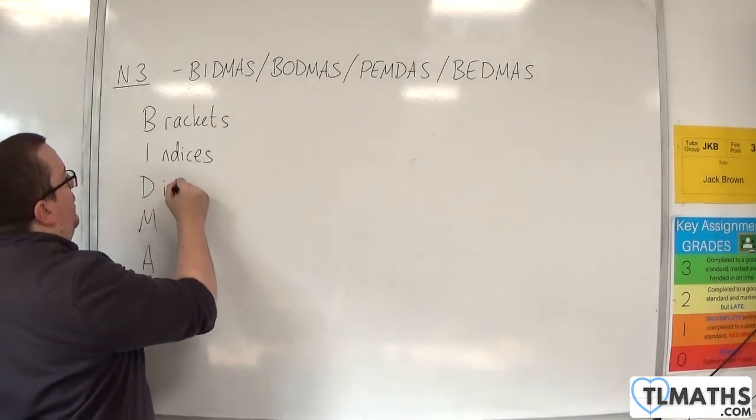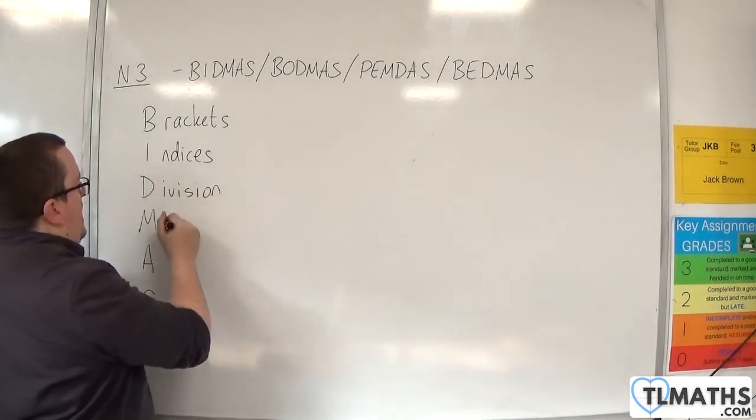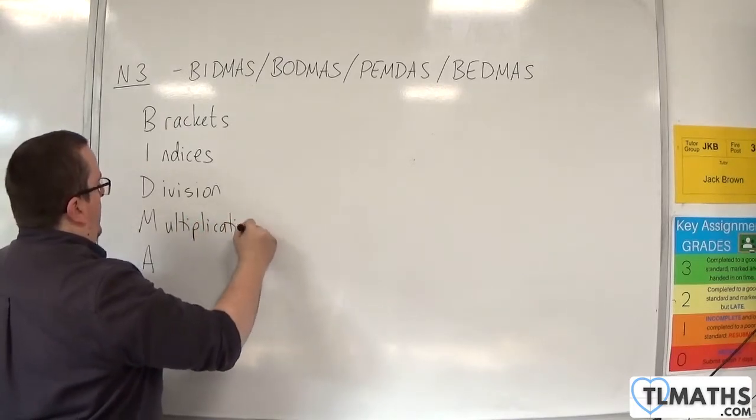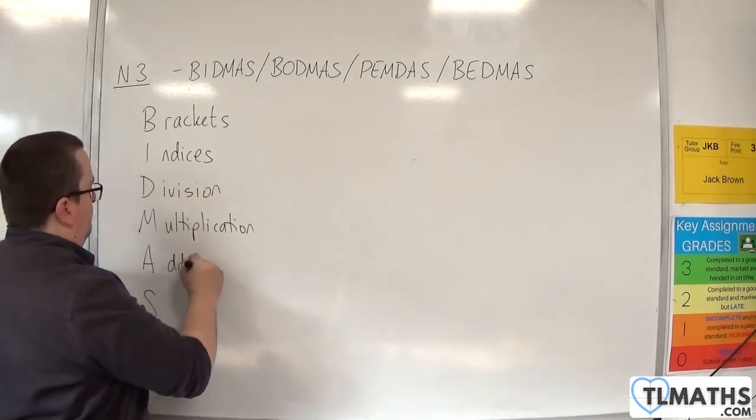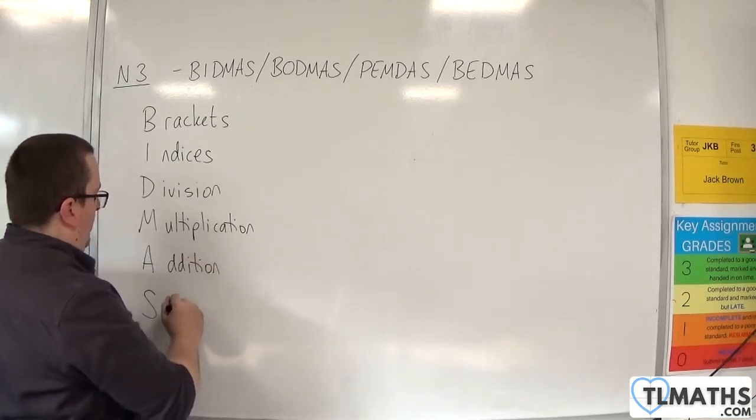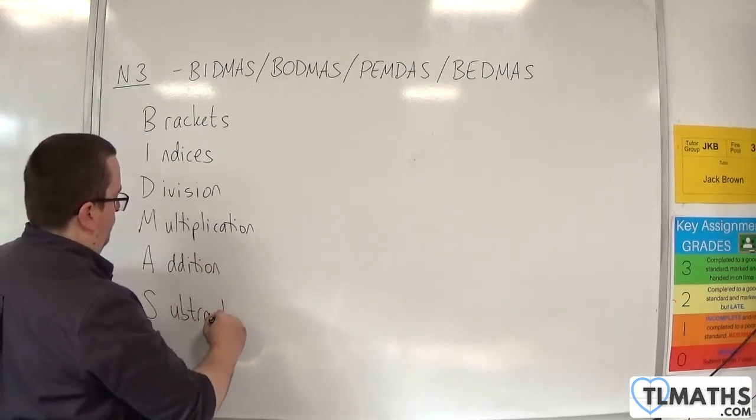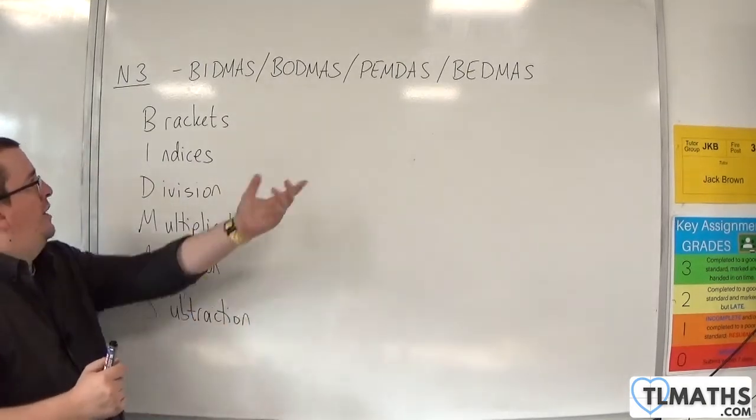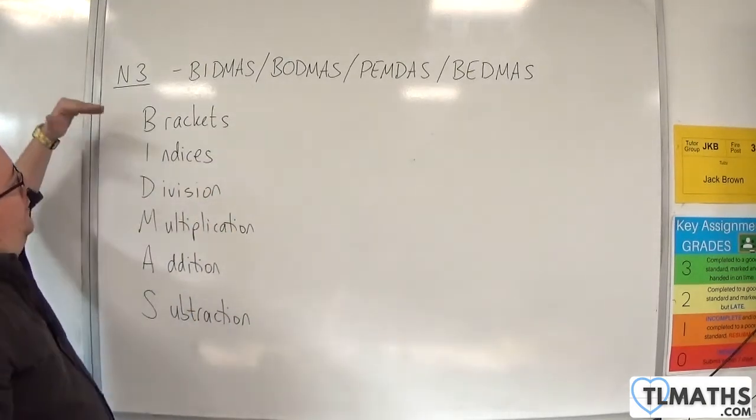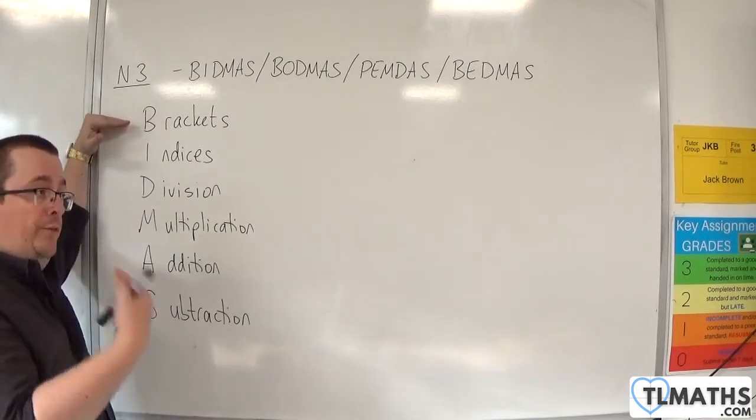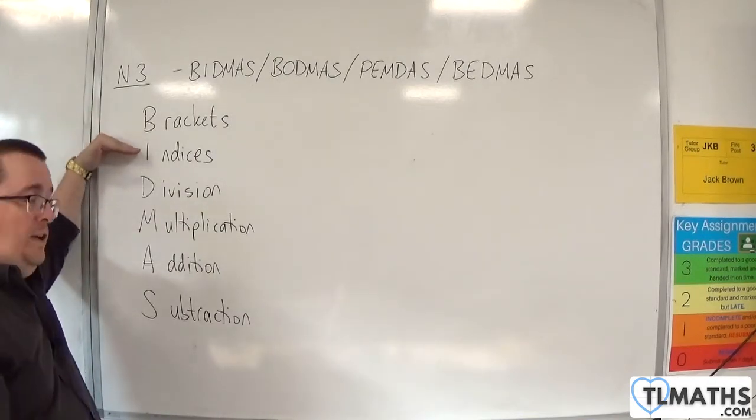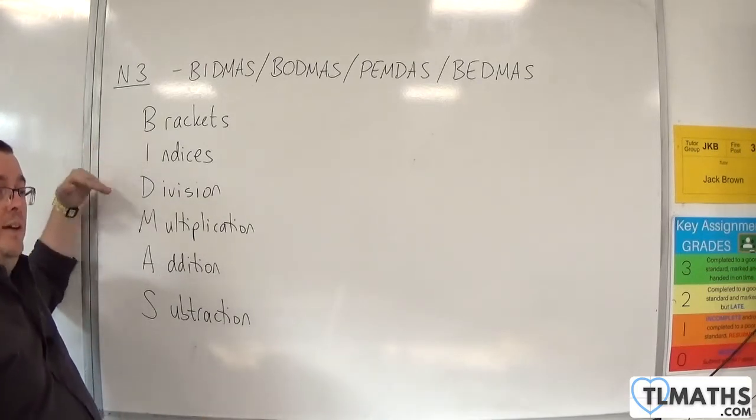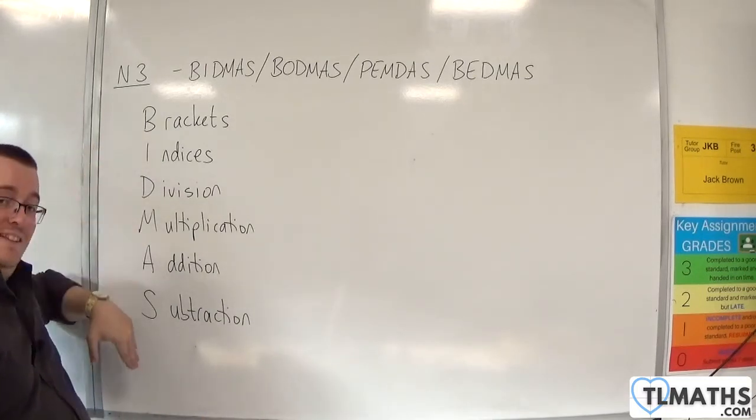D is for division. M, multiplication. A is for addition. And S is for subtraction. Okay, now essentially it's telling you the order in which you should go. So if you see brackets, you've got to deal with those first. If there are no brackets, then you deal with indices next. If there are no indices, you're going to deal with division next, and then multiplication, and then addition, then subtraction.